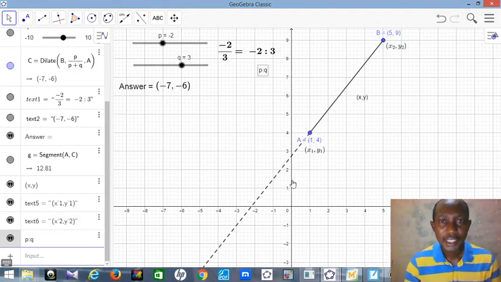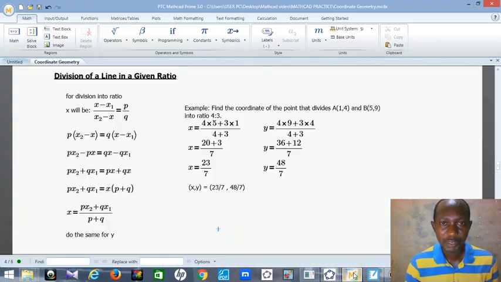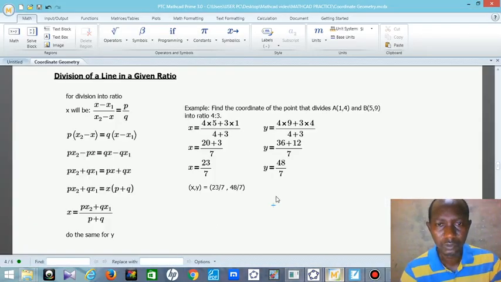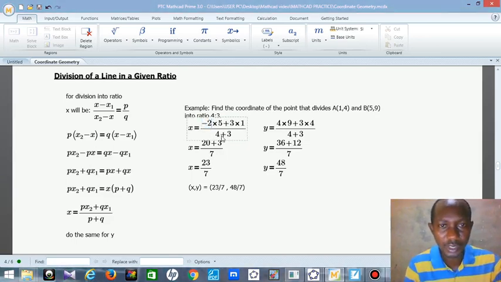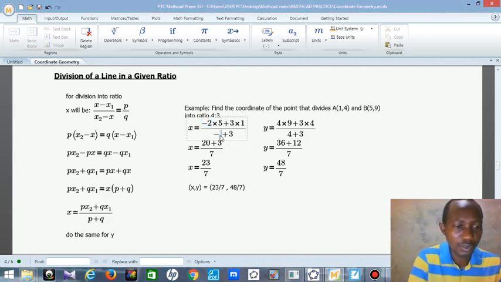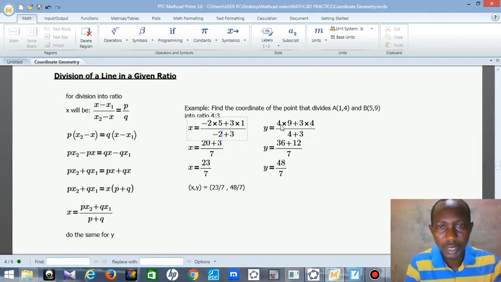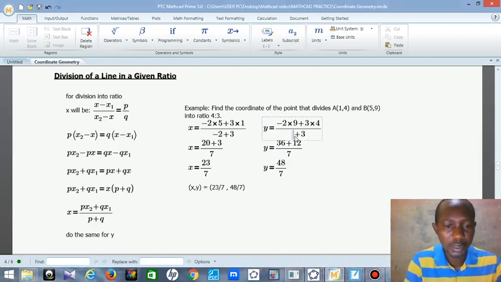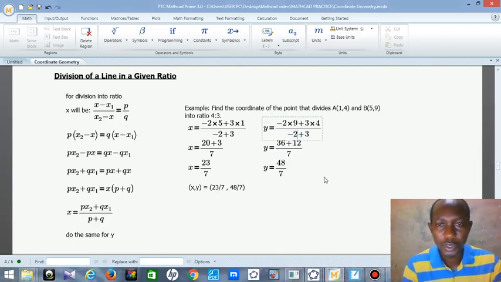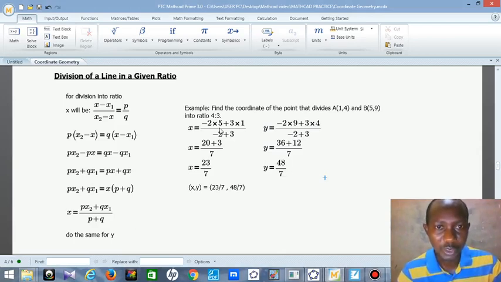If you try this in that formula, because of time, let me just substitute fast. If I substitute the ratio, you will discover that P is minus 2. So I'm going to have minus 2 here, then this place will be minus 2, then this place will be minus 2, minus 2, then this place is going to be minus 2. If you use this one and solve, you will get the answer they got there. But let me just do it fast because of time.